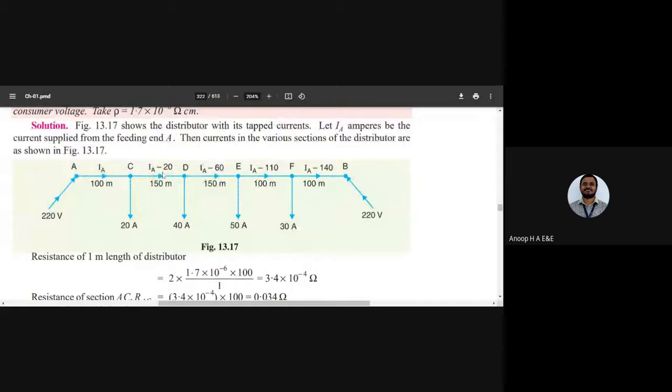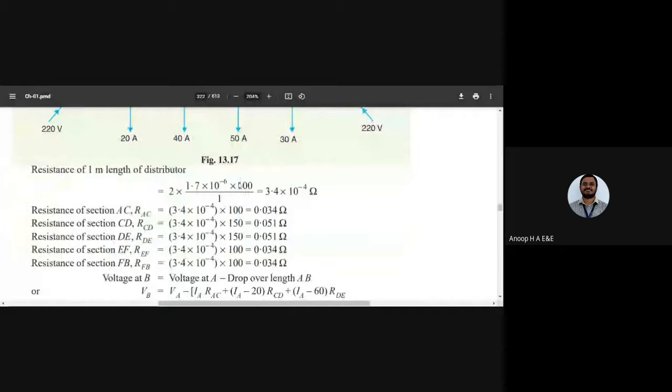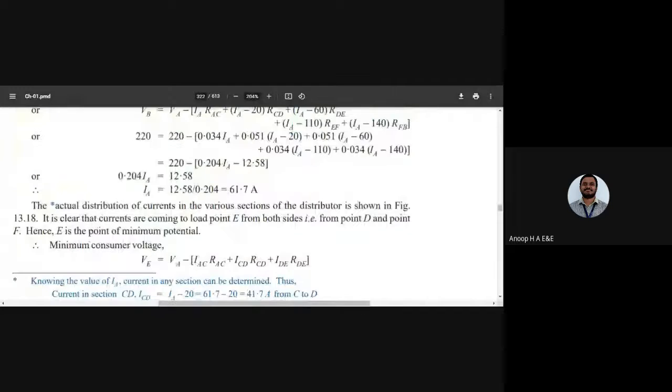If I take 61.7 amperes from point A, minus 20, that will be 41.7 over here. Next, you go here, and you have the point of minimum potential where there is a change in the current section. Point E is taken as the point of minimum potential, or we call it the minimum consumer voltage.